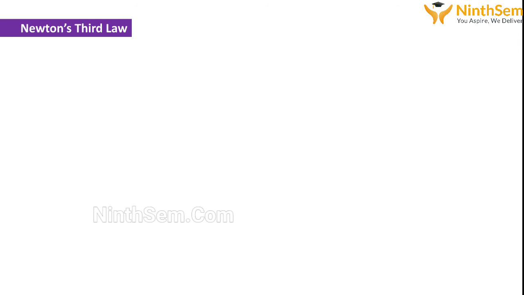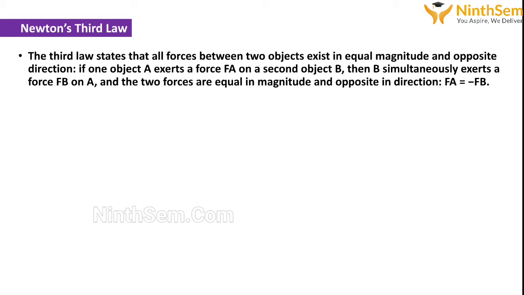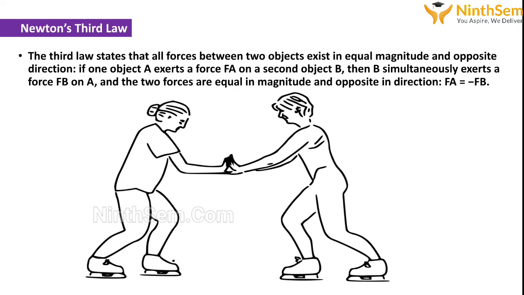What does Newton's third law say? Suppose one object A exerts a force, let's say Fa, on a second object B. Then B simultaneously exerts a force Fb on A. These two forces are equal in magnitude and opposite in direction. That means Fa is equal to negative Fb. As you can see in the figure, two persons are involved in providing force to each other.